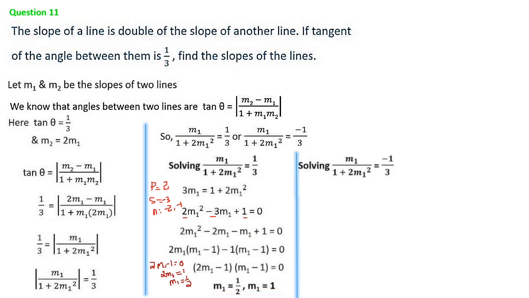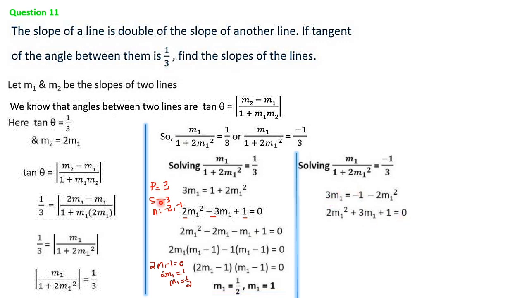Next is m1 plus 2 by m1 divided by 1, plus 2m1² equal to minus 1 by 3. If you equate and cross multiply, minus 1 into minus 2m1², then this we can bring to the left side. It is a minus term, so when we bring it to the left side it comes as plus. On the left side 3m1 is there, and minus 1 coming to the left side gives plus 1 = 0.